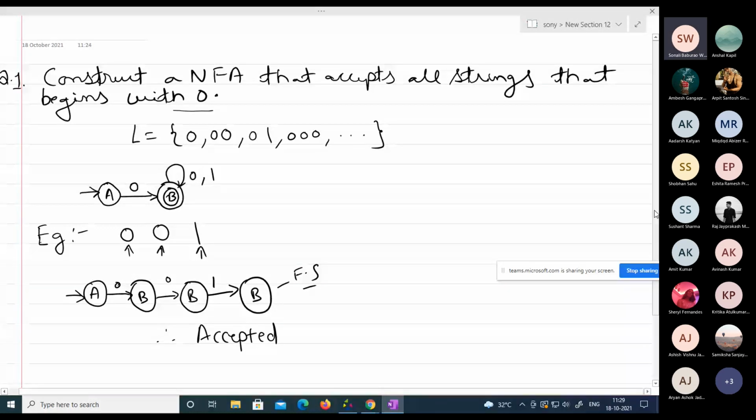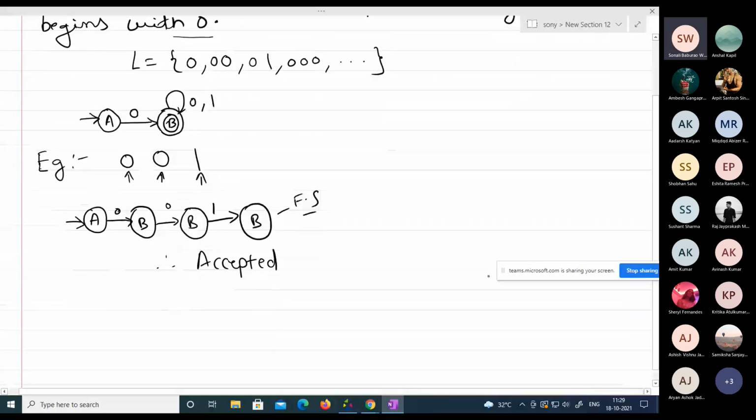Now we will see another condition. For example, consider your next one is 1, 0, 1. Whether it is accepted or not, tell me.